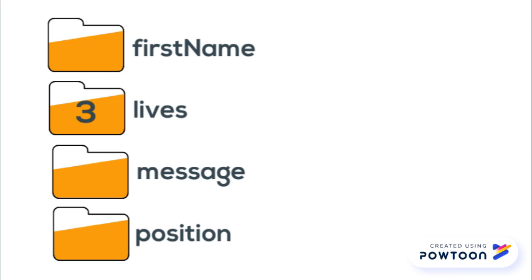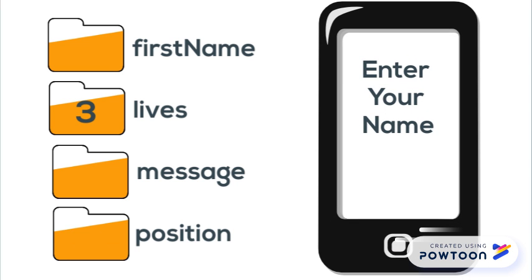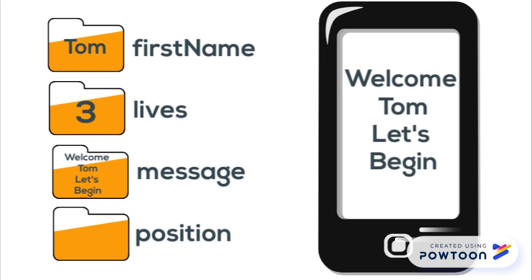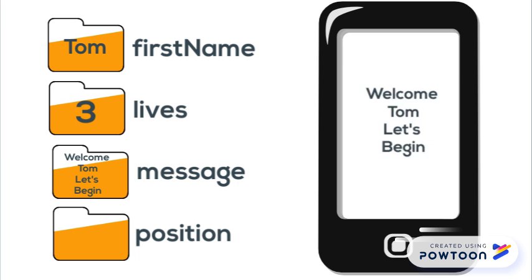As the game begins, the program asks the player's name. The user enters their name, and folder 1 name is assigned Tom. The game begins, and folder 3 message is assigned "Welcome, Tom. Let's begin," using the variable first name as part of the message. Folder 4 position is assigned screen center.